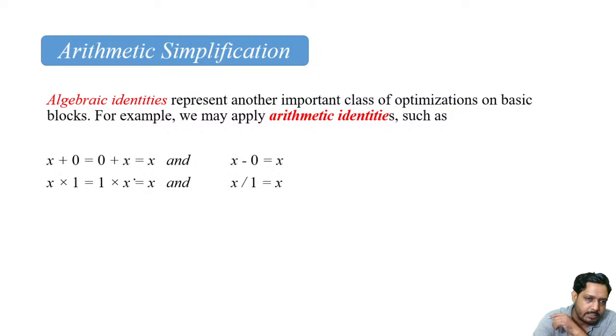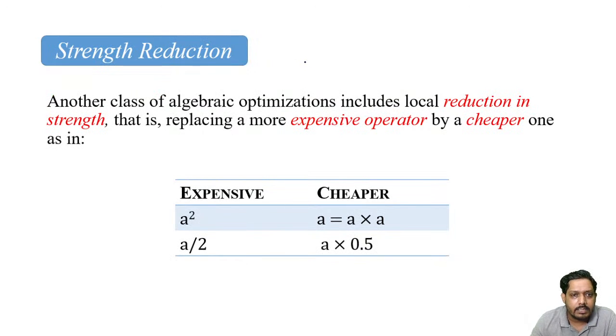रिप्लेसमेंट आपके सामने दिया हुआ है, and this can be replaced by x, x minus 0 can be replaced by x, x divided by 1 can be replaced by x, and these are the arithmetic simplification आप कर सकते हैं। This is one of the optimization techniques. Another is strength reduction, which is also one of the optimization techniques, where algebraically optimizations include local reduction in the strength. Reduction in strength means replacing high cost operation with low cost operation.